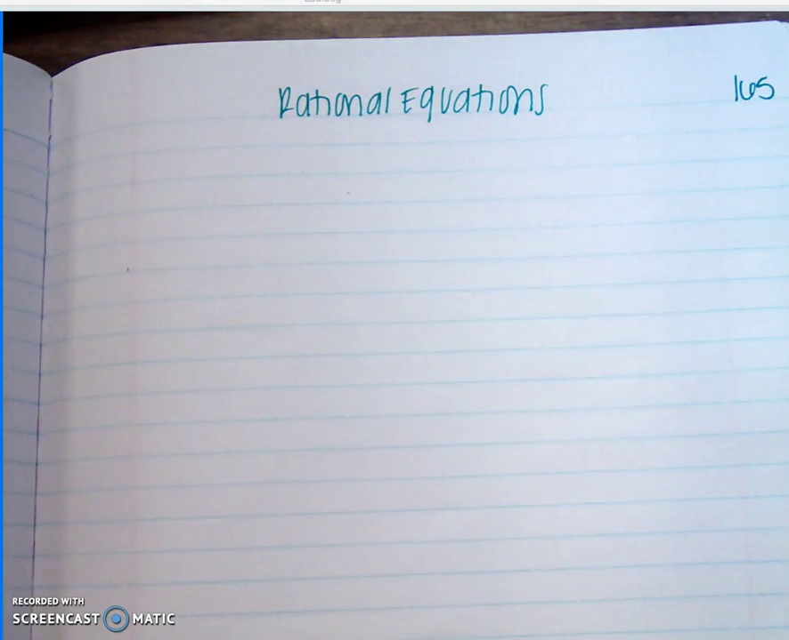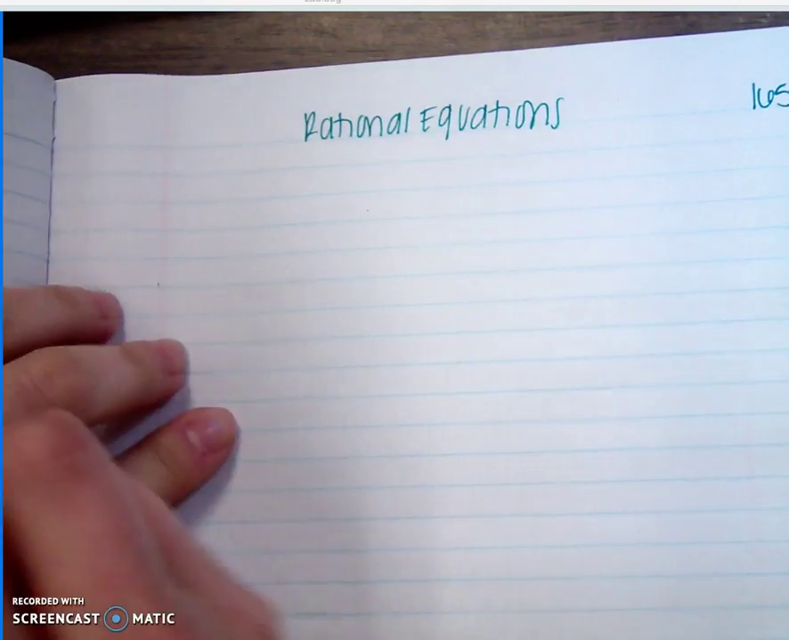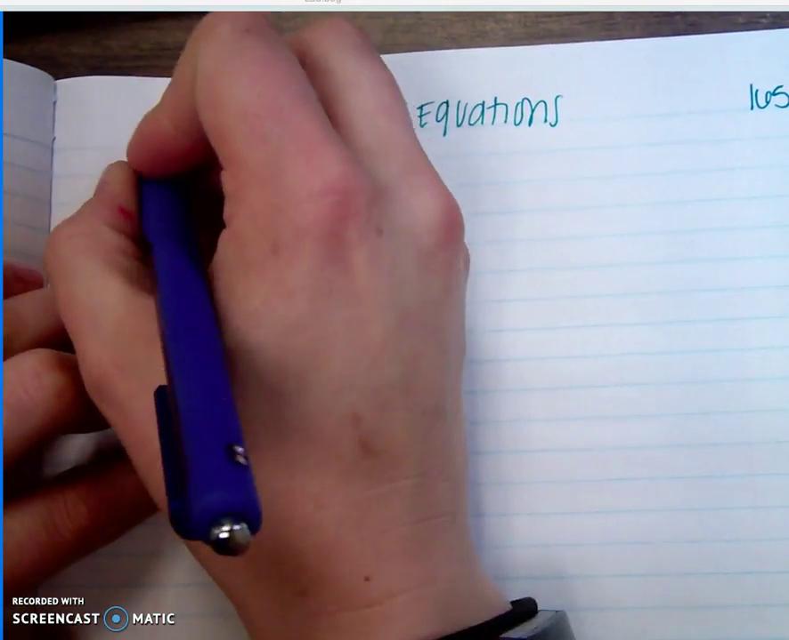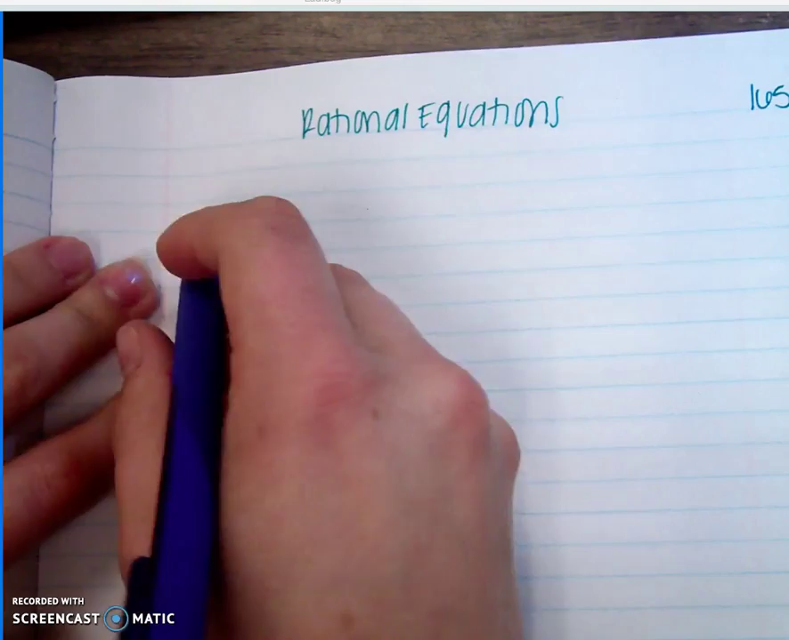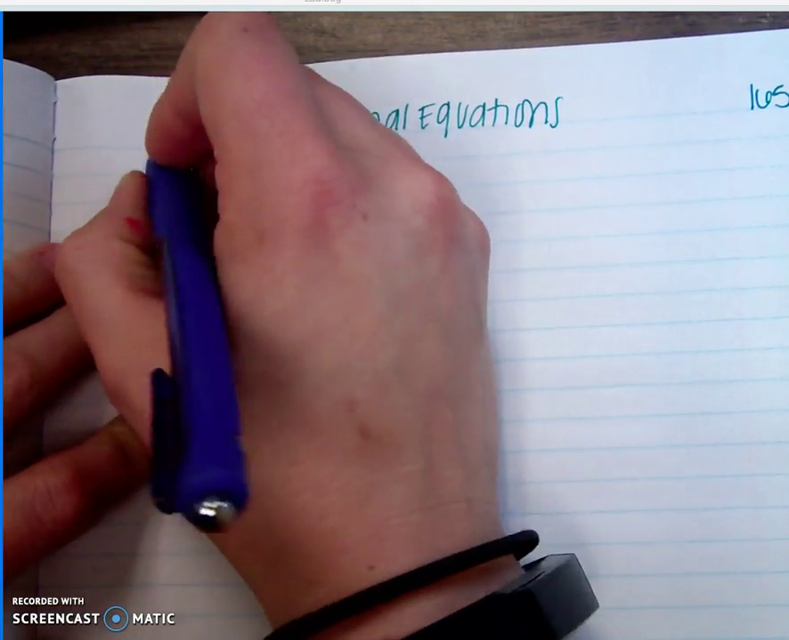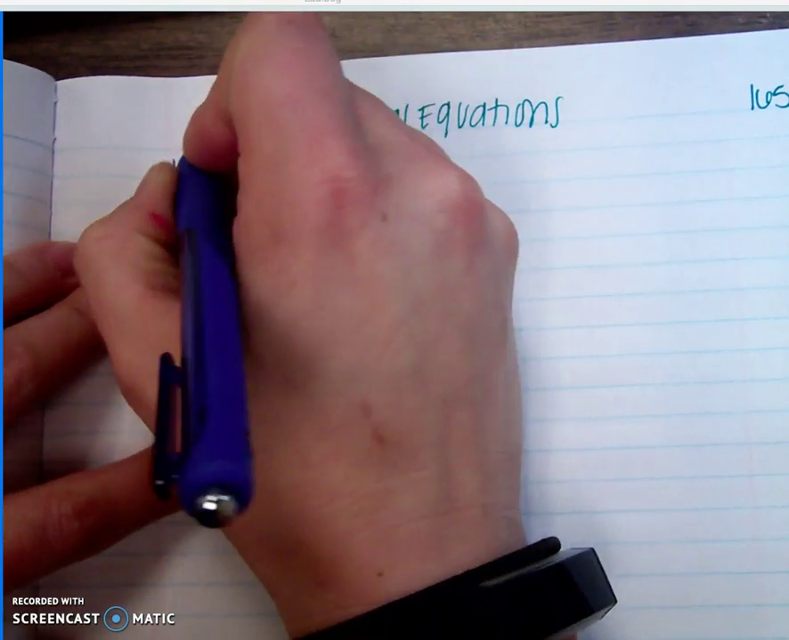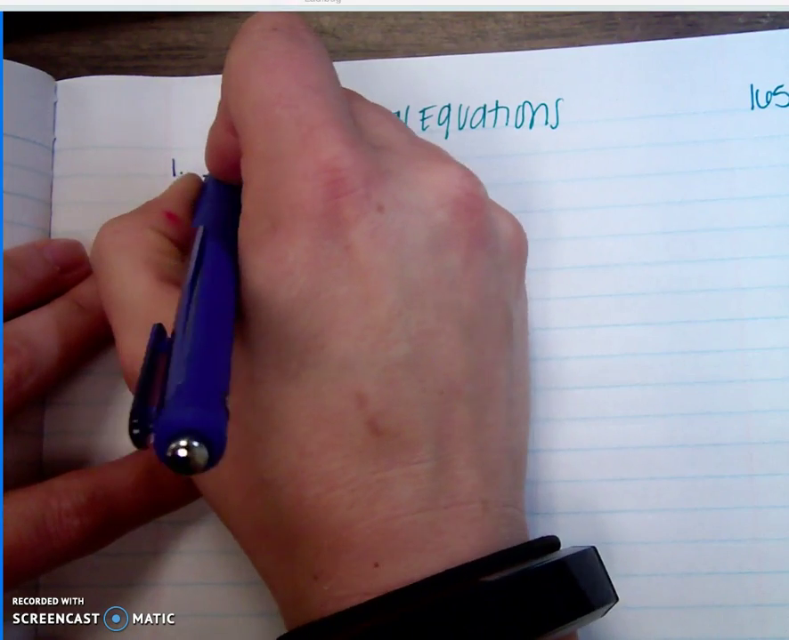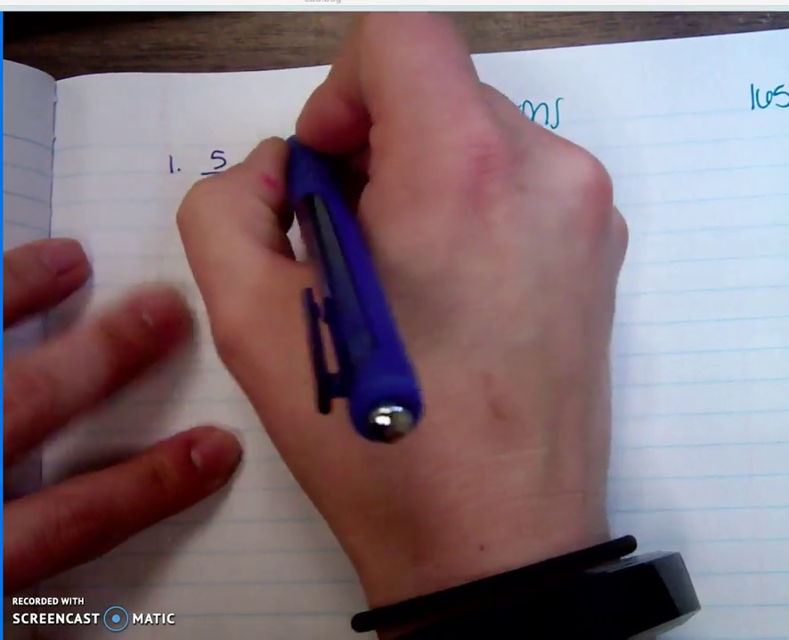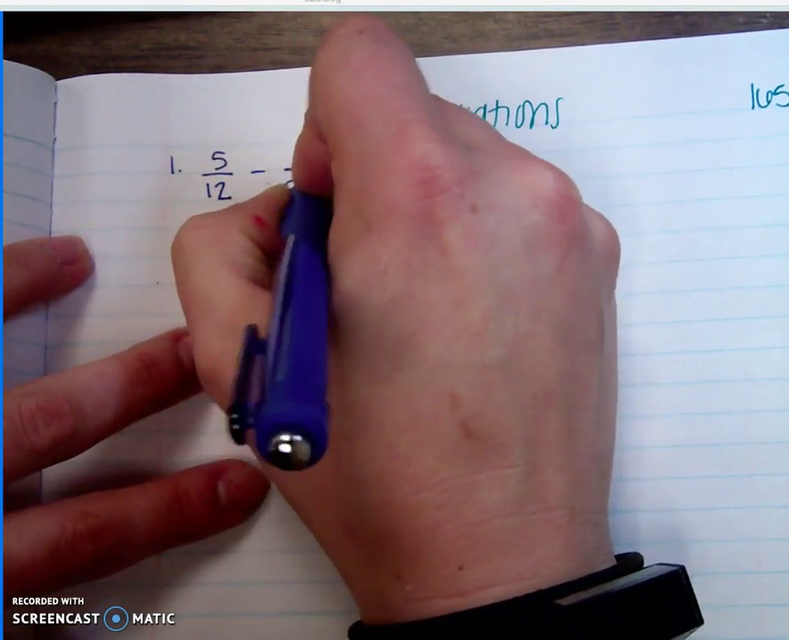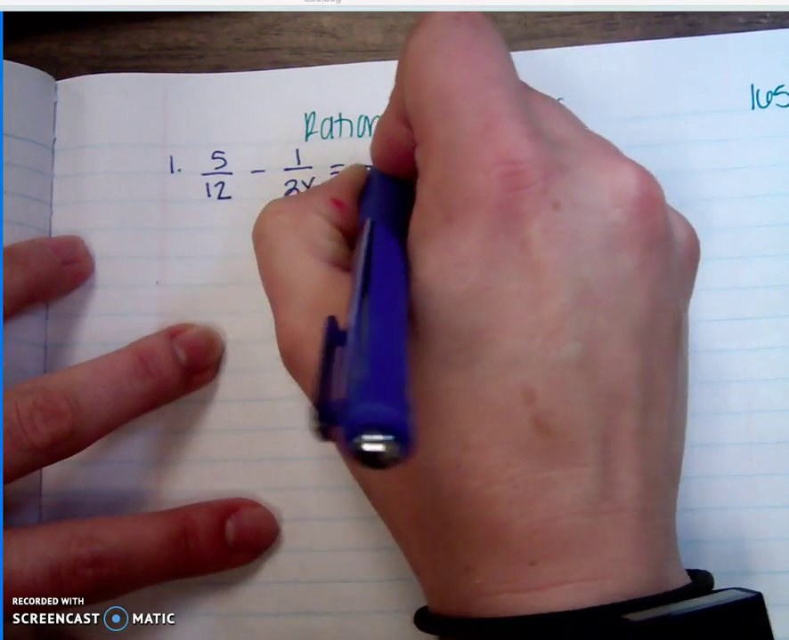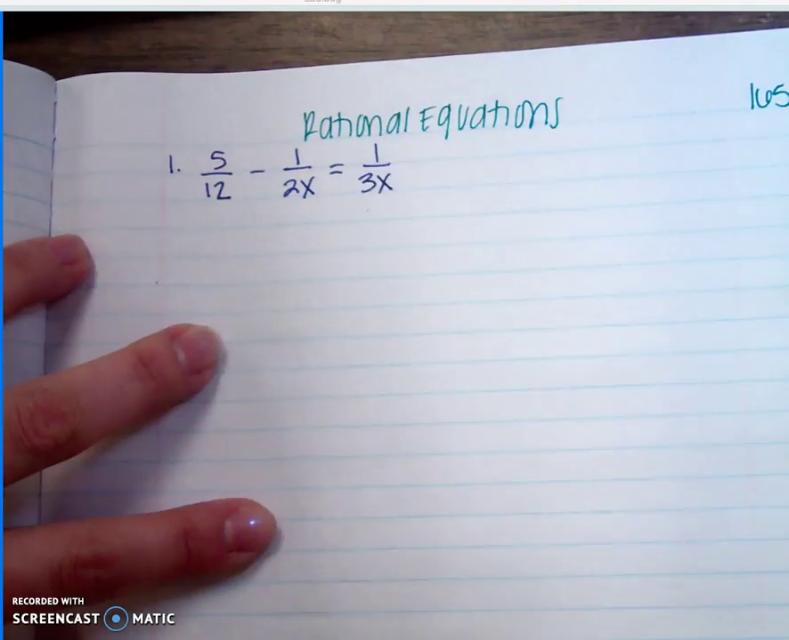This lesson is on rational equations, solving rational equations. That's when I'm going to have multiple fractions and solving an equation with them. So let's start off pretty basic. 5 over 12 minus 1 over 2x equals 1 over 3x.